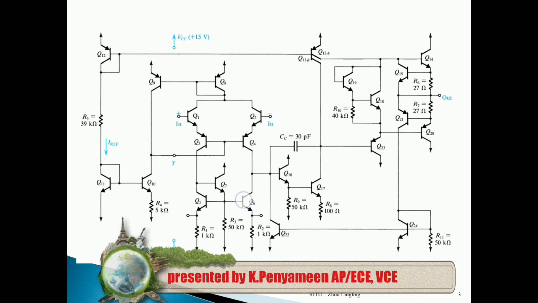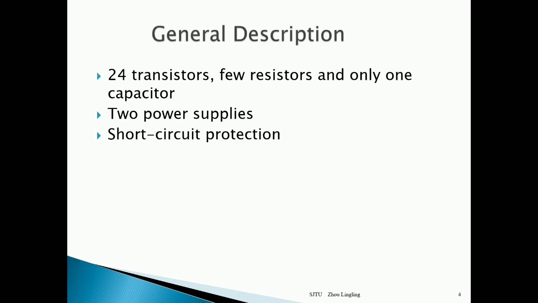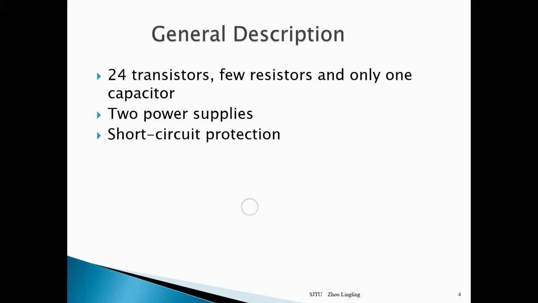This is the integrated circuit diagram for the IC LM741. This circuit comprises four stages: the input stage, the intermediate stage, the buffer and level shifting stage, and the output stage. We will discuss each and every stage in detail. In general, the LM741 IC consists of 24 transistors, a few resistors, only one capacitor, two power supplies, and short circuit protection.